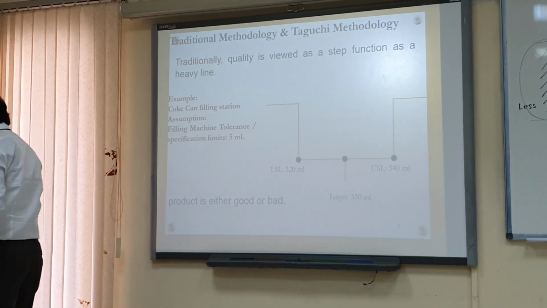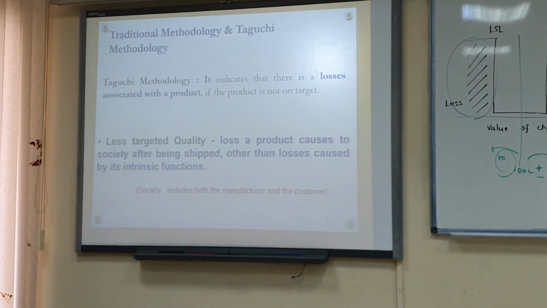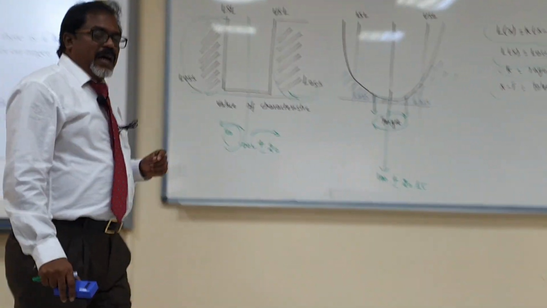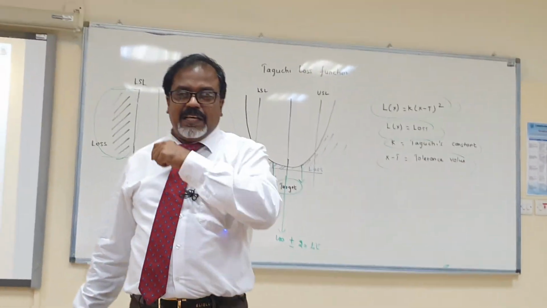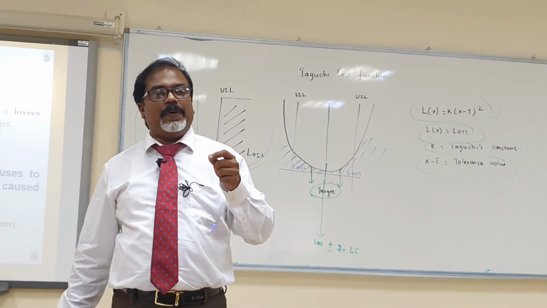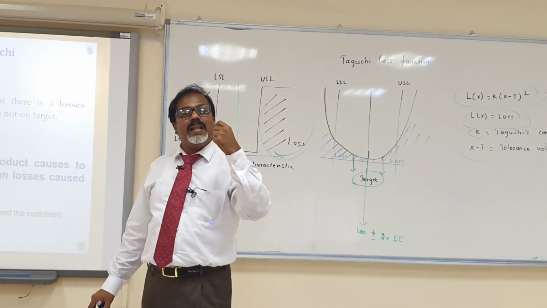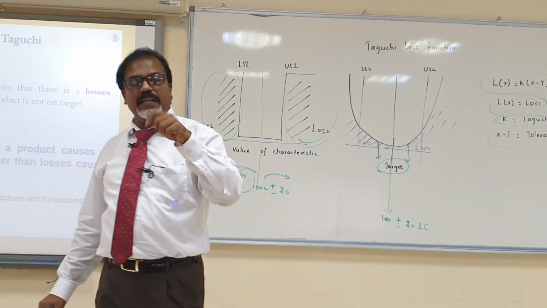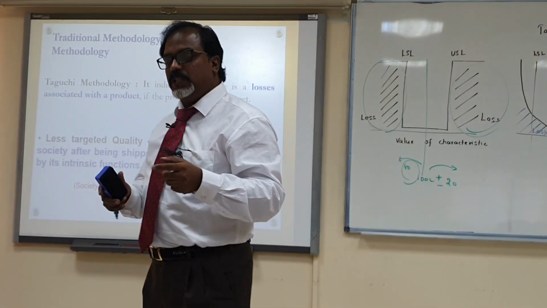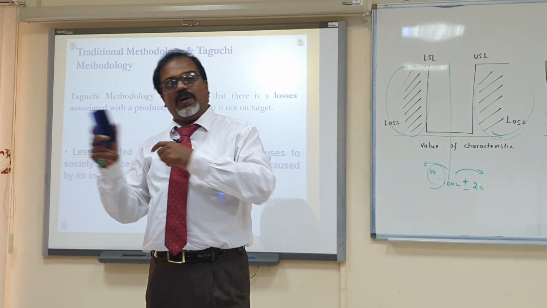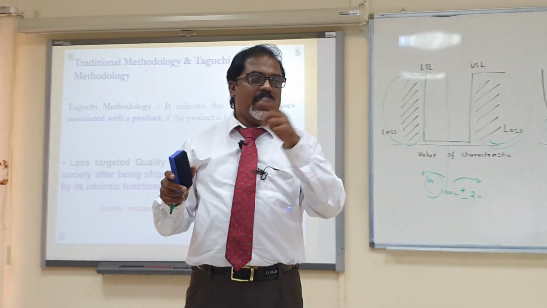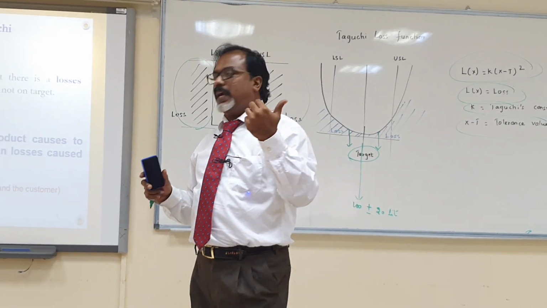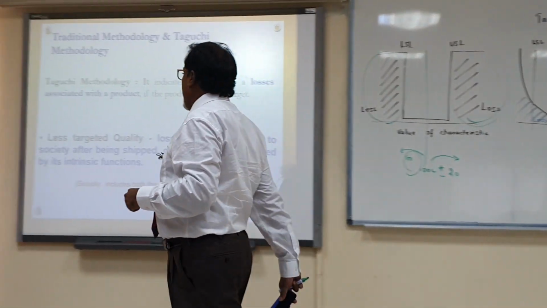But when you are going for Taguchi, it's a bowl shape. Even if it is going 1 ml extra, or if it is coming less than that, what will happen? If it is going more extra, it will be a loss to the company. If it is going less, then it is a loss to the consumer. So there will be a chance of loss to the customer, and also a chance of loss to the company. So this is what is given.